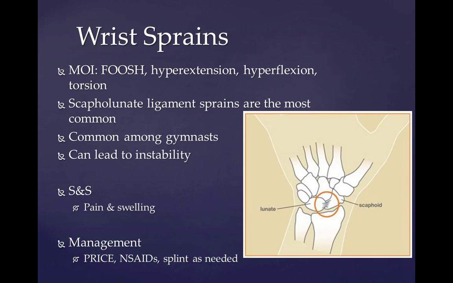Symptoms of a wrist sprain are pain, swelling, tenderness and warmth around the area, a feeling of popping or tearing in the wrist, and bruising.